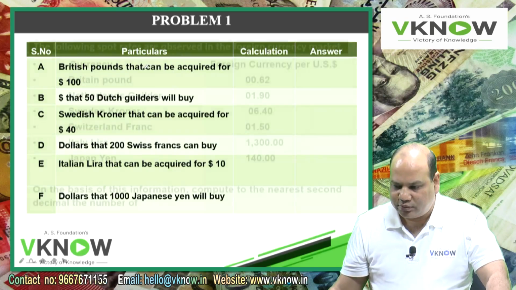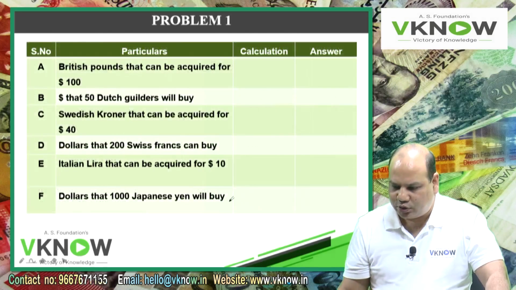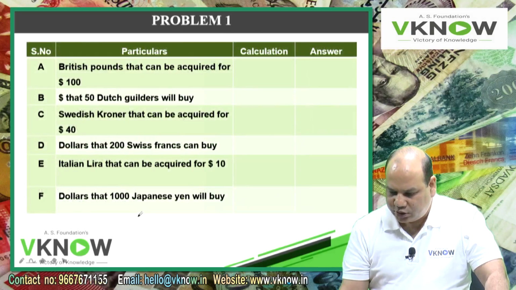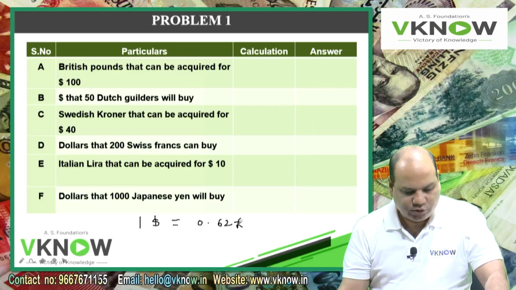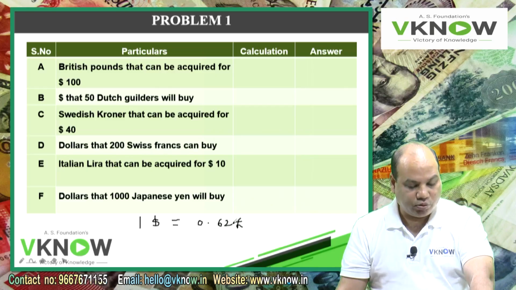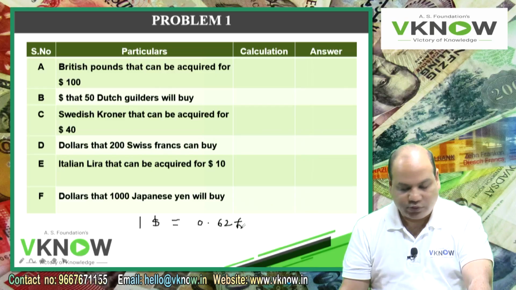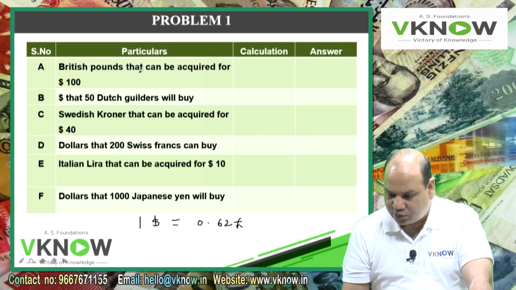And what is the exchange rate? The exchange rate is 0.62 British pound is equal to $1. So how will you solve? I will teach you a trick. The problem says $1 is equal to 0.62 pound. I hope this is clear. If this is not clear, then we cannot proceed further. Foreign currency per US dollar. So 0.62 pound, this is pound, is equal to $1. And then you see what is given, British pounds that can be acquired for $100.